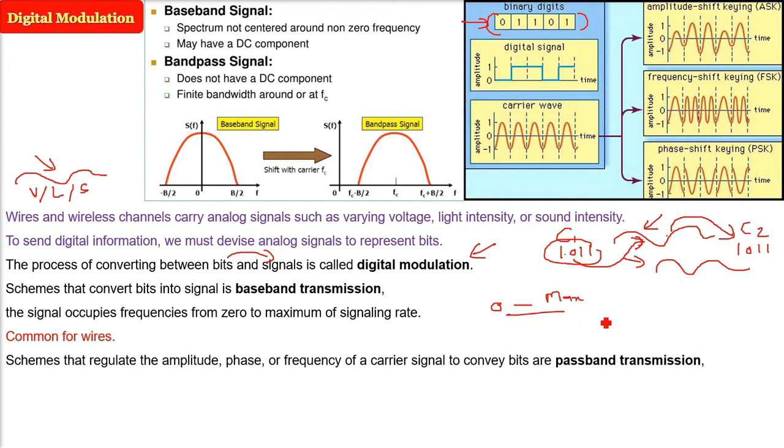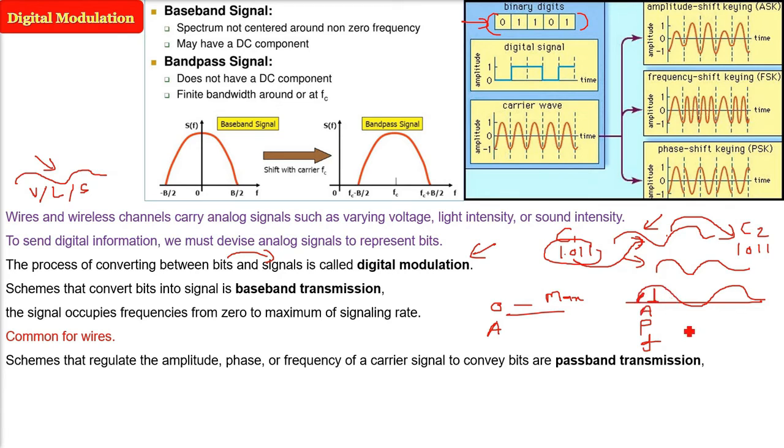But there are certain schemes that, rather than voltage intensity, light or sound, regulate the amplitude, phase and frequency. Any signal will have some amplitude, it will have some angle, that is the phase, and number of oscillations, that is the frequency. So there are certain schemes that can modulate, that is change, the amplitude, phase and frequency of a carrier signal to convey bits. These are called passband transmission.